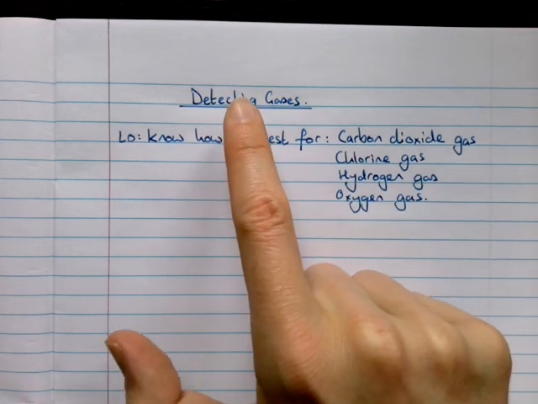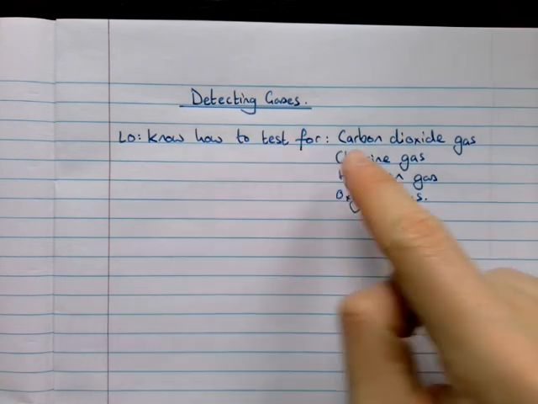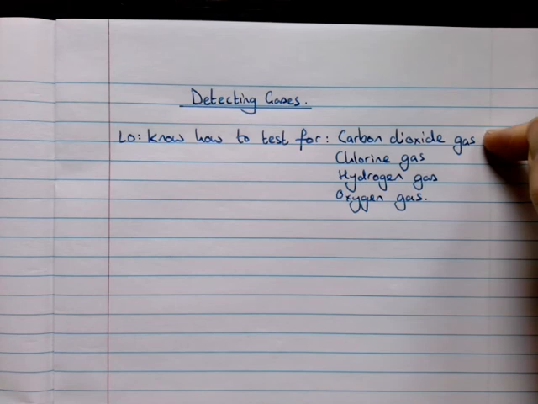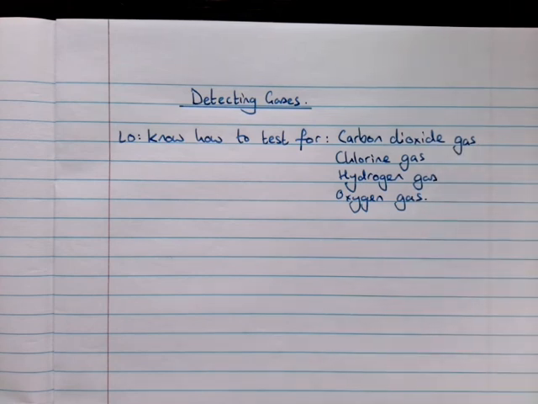Today's lesson is going to be about detecting gases. So in this lesson we're going to learn about the test for these four gases: carbon dioxide gas, chlorine gas, hydrogen gas and oxygen gas. Now why is this important?